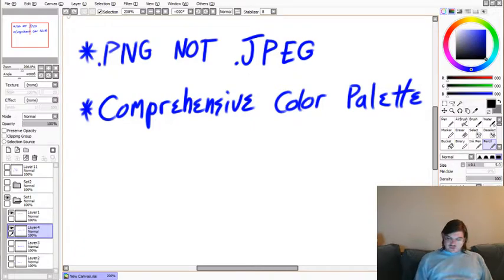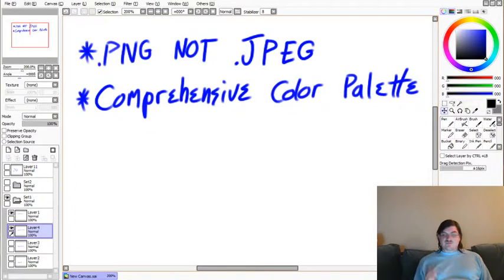So we've gone over color palette. It is very important to have a comprehensive color palette, because if you don't have a color palette, some of your colors might run together, or you might have sections of your character that are small and they're not able to get the colors from.